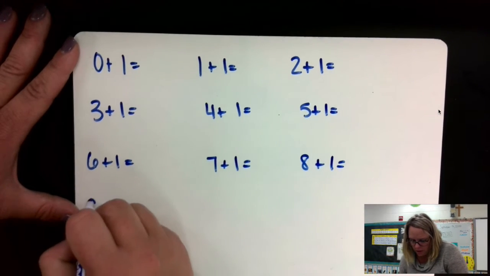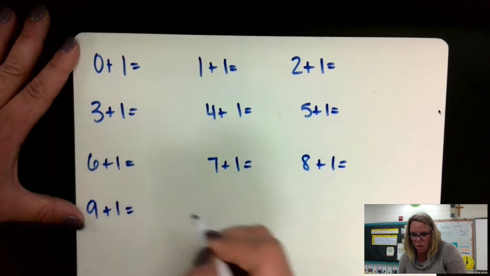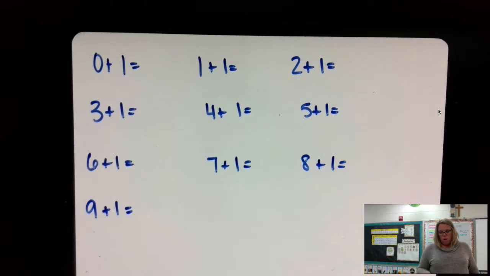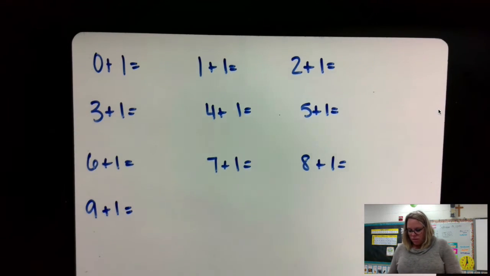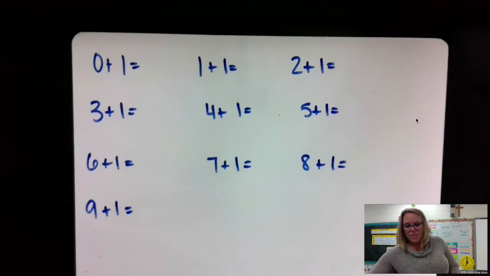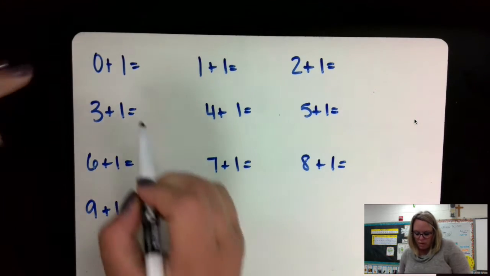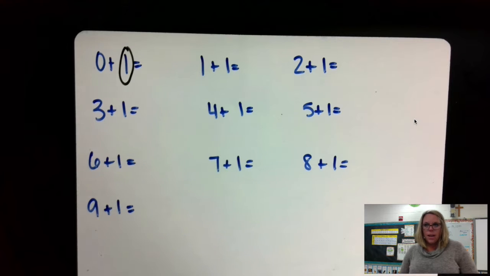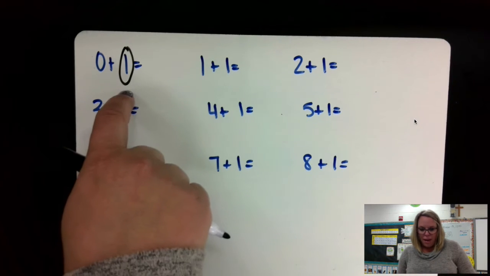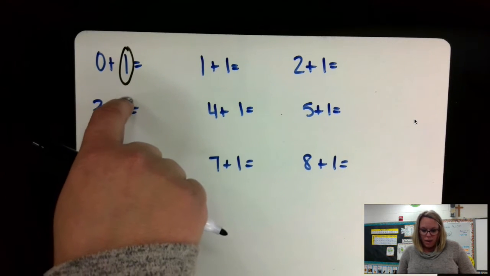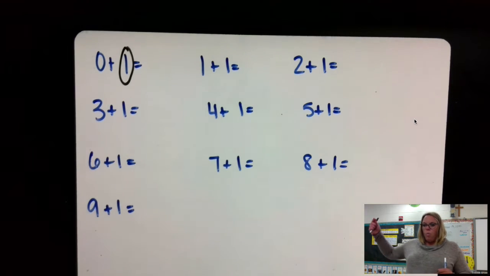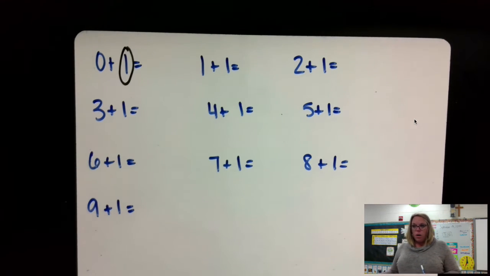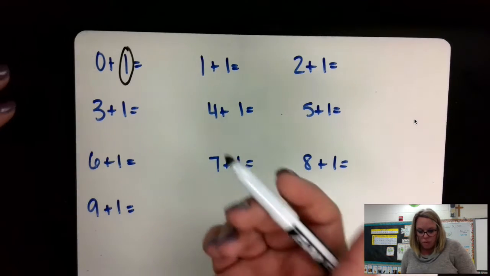Now, first grade, take a look at these problems here. What do you notice about these problems? What's changed? Well, the only thing that's changed is the fact that instead of adding a zero, I'm going to add one to it. And if I'm going to add one to it instead of zero, my addend of one here tells me that I'm going to go one more than the number that I already had.